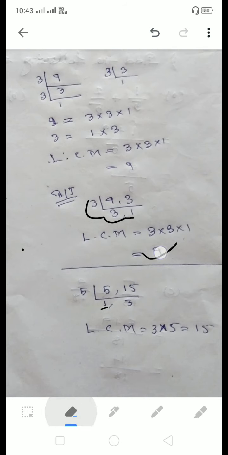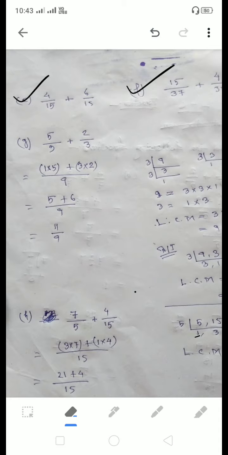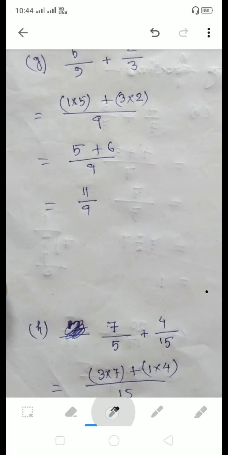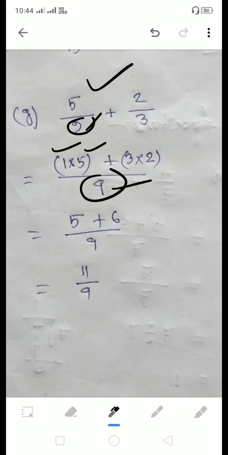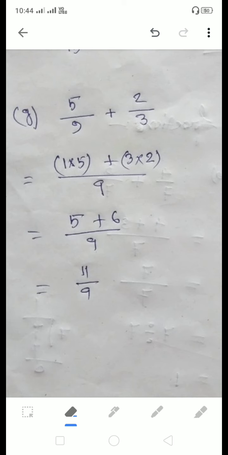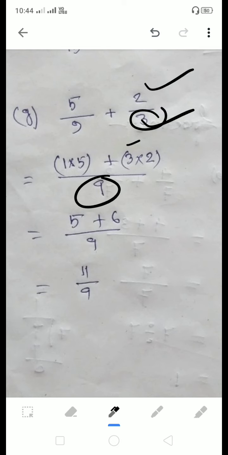After this, the LCM will be written there. Now see this 9, how many times in this 9? 1 time. So 1 is written. Above this 9 is 5, so this 5 is multiplied with this 1. Now the same, this 3, how many times in 9? 3 times. So 3 is written there. And this 3 is multiplied by what is above this 3, which is 2, so 2 is written there.